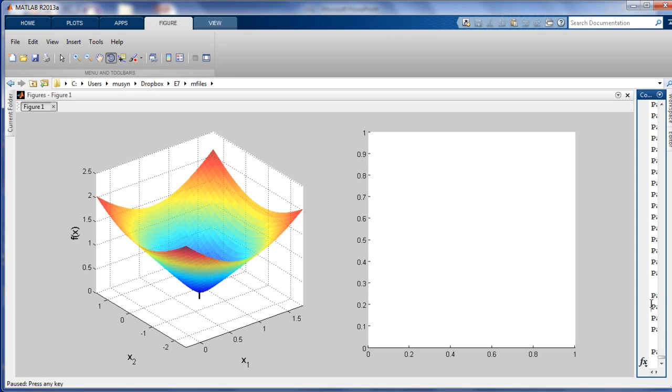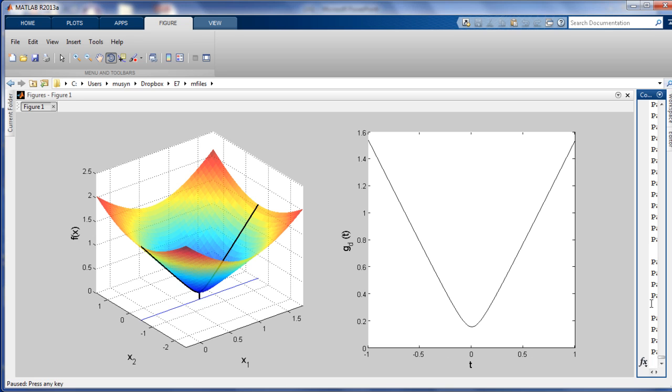Let's visualize this in MATLAB. The first example will be exactly as was depicted in the slides. x bar is at the minimum, and we'll see that all the one-dimensional slices have a slope of 0 at t equals 0. Here's the first line. On the surface, the black lines appear, and then over on the right is simply g_d as a function of t. Notice at t equals 0, the slope is 0.